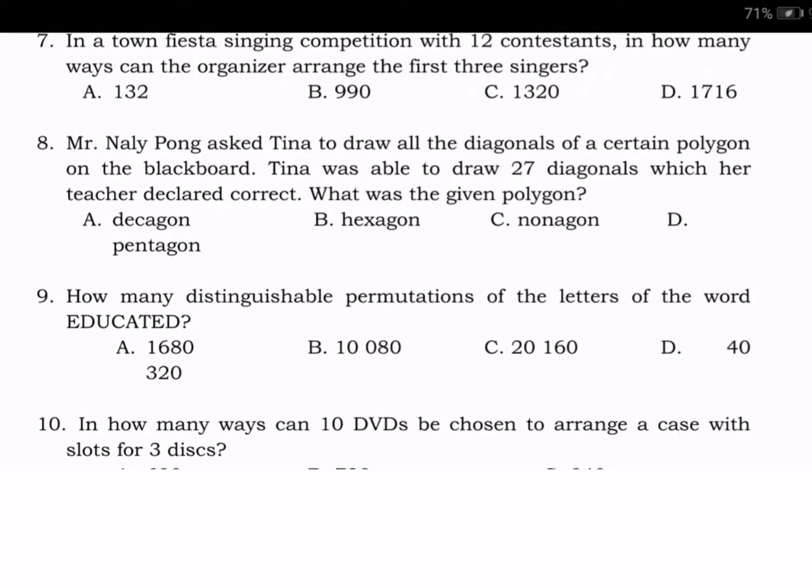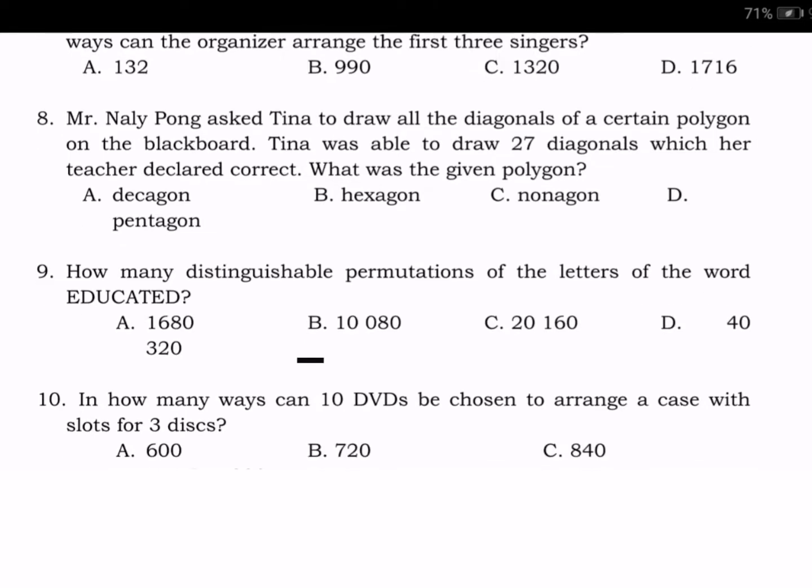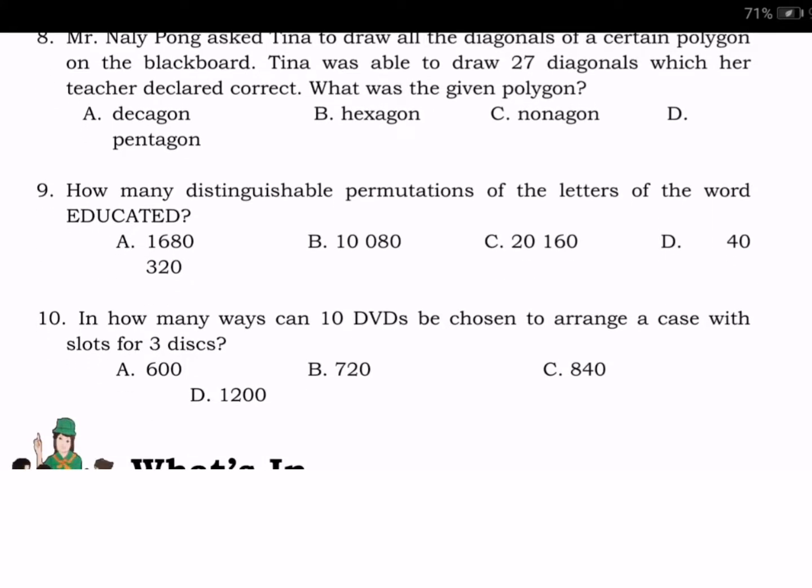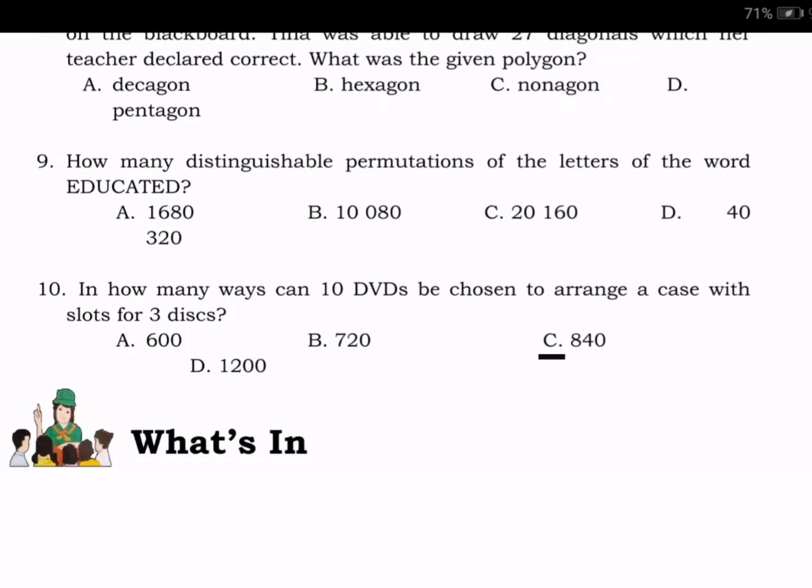How many distinguishable permutations of the letters of the word educated? Number 9, the answer is B. Number 10. In how many ways can 10 DVDs be chosen to arrange a case with slots of 3 discs? The answer is C. 140.